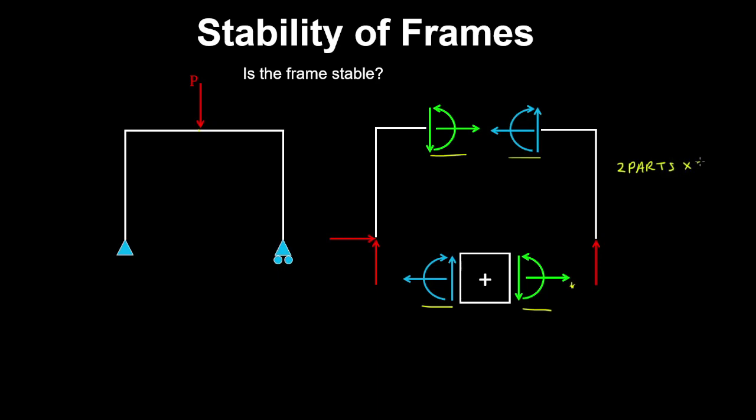with 3 equilibrium equations per part. So that gives us 6 equilibrium equations. And here we have 3 unknown reactions plus 3 unknown internal forces, because these forces and moments here are equal and opposite to these. So therefore we have 6 unknowns. And because the number of unknowns is equal to the number of equations that we have to solve for them, then this frame is stable.